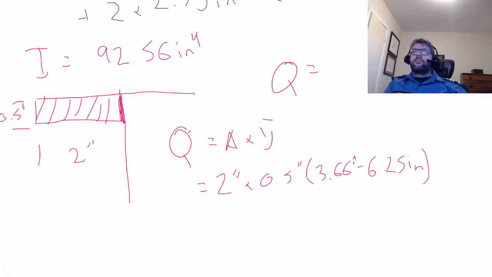Like I said, technically speaking, we're looking at 6.25 minus 3.66. But that really just changes the directionality, which we're not really all that concerned about. We're looking at the magnitude. So 2.59 inches times 2 inches times 0.5. That gives us 2.59 inches to the third.